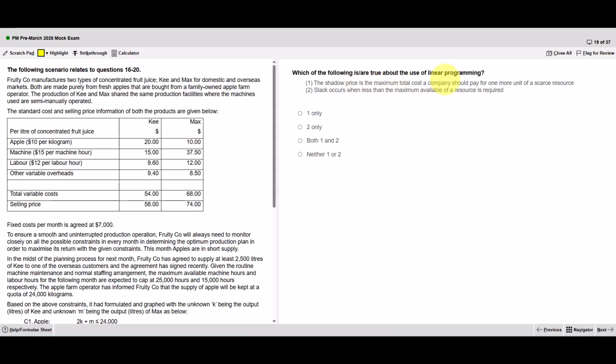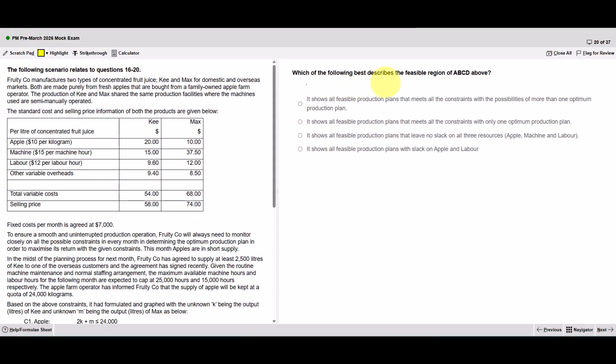Which of the following is all true about linear programming? Firstly, the shadow price is the maximum total cost a company should pay for one more unit of a scarce resource. That's not correct. It's not the total cost, it's the premium over and above what they would normally pay. And that's because it represents the additional contribution they would get from acquiring one more unit of the scarce resource. So 1 isn't true. Slack occurs when less than the maximum available of a resource is required. That's true. That's exactly what slack is. So the answer is 2 only.